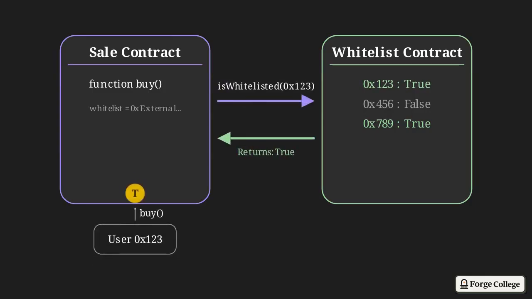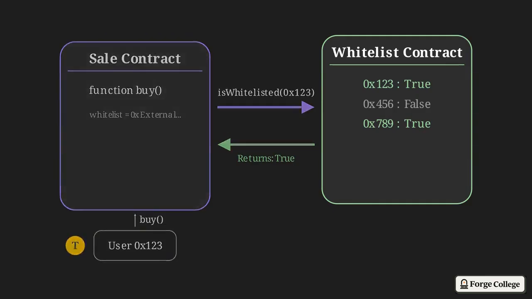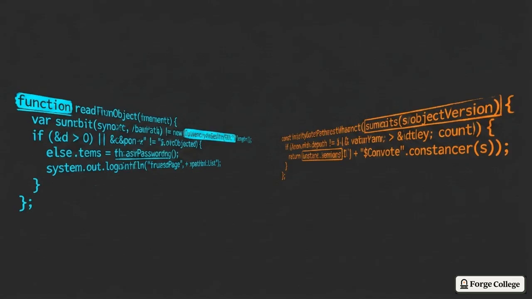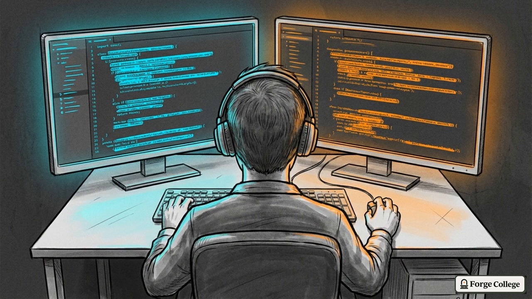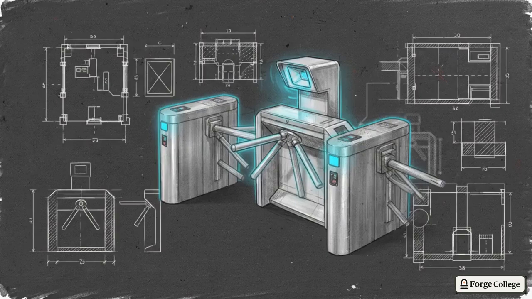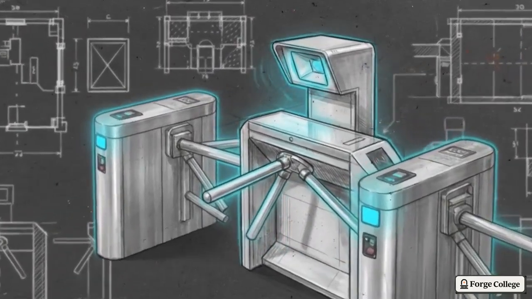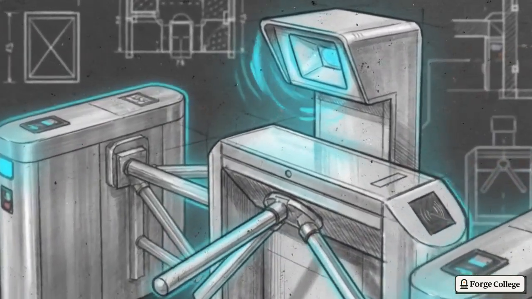Because the list is separate, you can launch a brand new event and just point it at the same list. The main rules of your sale and the guest list are now 2 separate pieces of code. This separation makes your system much easier to manage and audit over time. Building a standalone security booth takes more effort than just handing the owner a clipboard. So why do it? There is a trade-off.